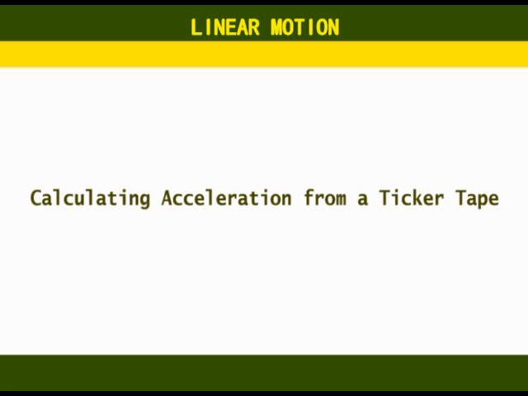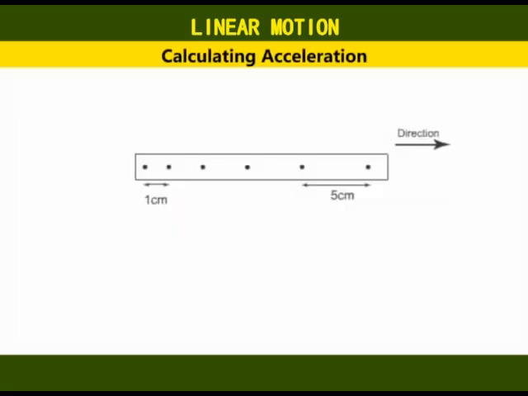Next, finding acceleration from a ticker tape timer. Now, we know that acceleration is determined by the formula A is equal to (V minus U) over T, where A is the acceleration, V is the final velocity, U is the initial velocity, and T is the time taken for the velocity change. Now, this is important.